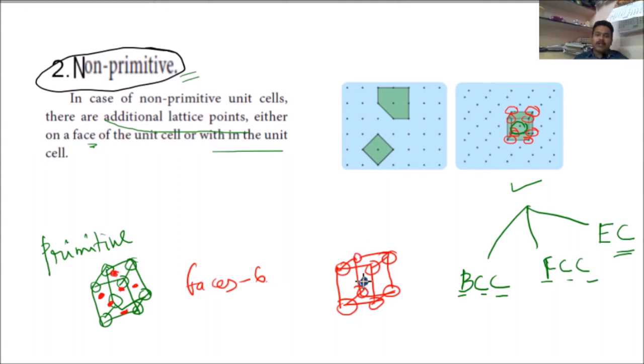Otherwise body center. At that time we can say this is a non-primitive. This non-primitive we can study in 3 ways. One is BCC, body center cubic cell. Other one is FCC, face center cubic cell. Other one is end center cubic cell. These 3 ways we can study.